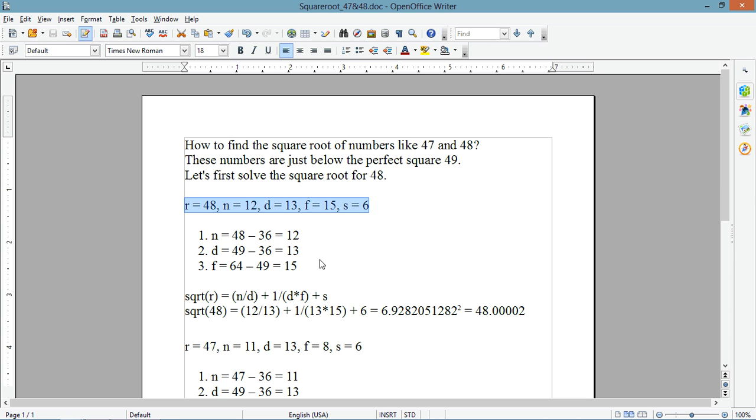So let's look, how do we get these numbers? Okay, well 48 is the number we're trying to get the square root for, right? So it's obvious where that came from. Okay, how do we get N equals 12? We simply take the number we're trying to find the square root for, which is 48, and we subtract 36. Now where does 36 come from? That should be pretty obvious, but it's the perfect square below 48, right? The perfect square below 48.